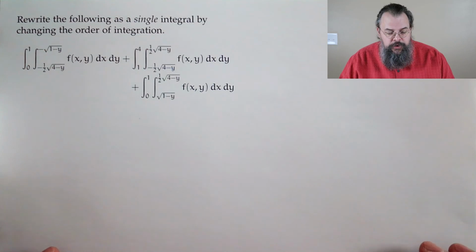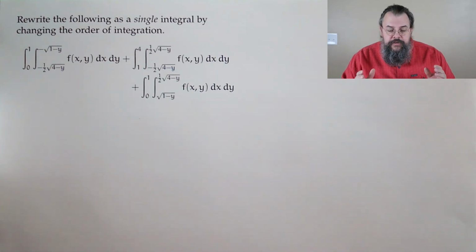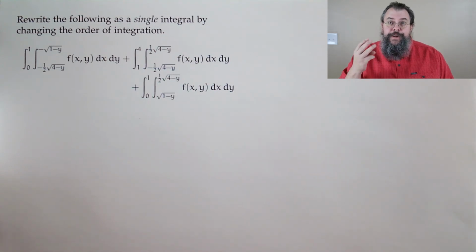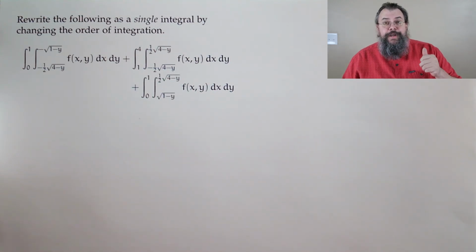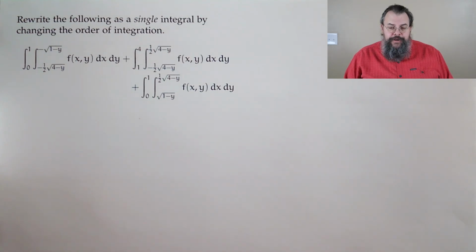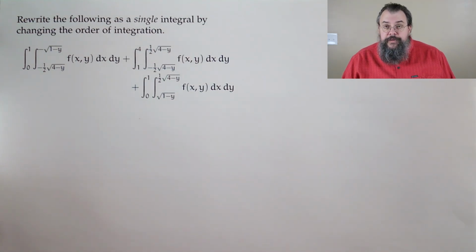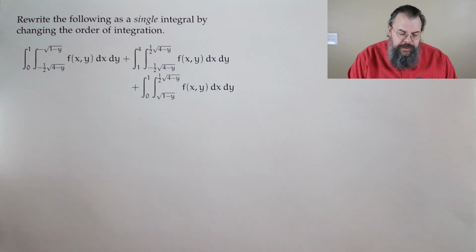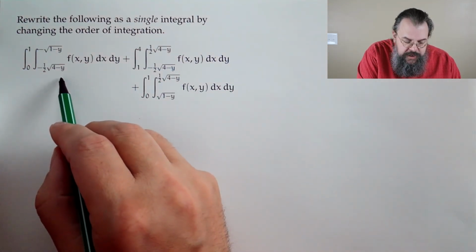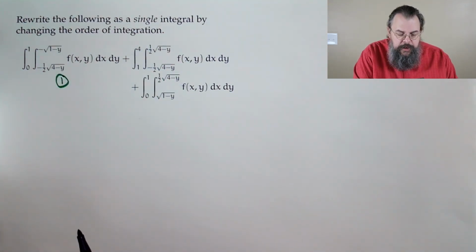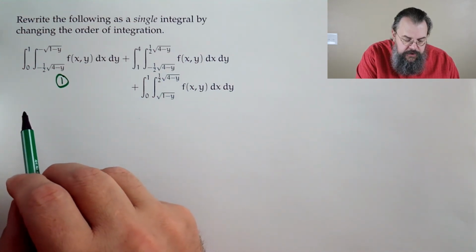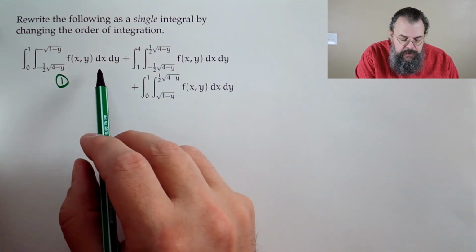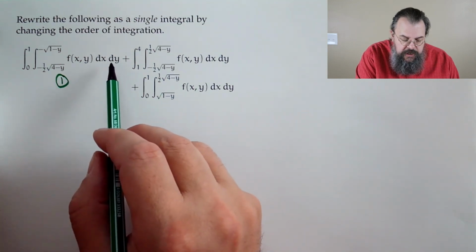Rewrite the following as a single integral by changing the order of integration. Ooh, all right. So currently there are 3 parts. We want to get down to 1 part. It doesn't seem so bad. How bad could it be? Famous last words. Okay, we do it 1 part at a time. So let's start by saying, here's our first integral. What does that do? Well, it tells us something about the bounds, right?